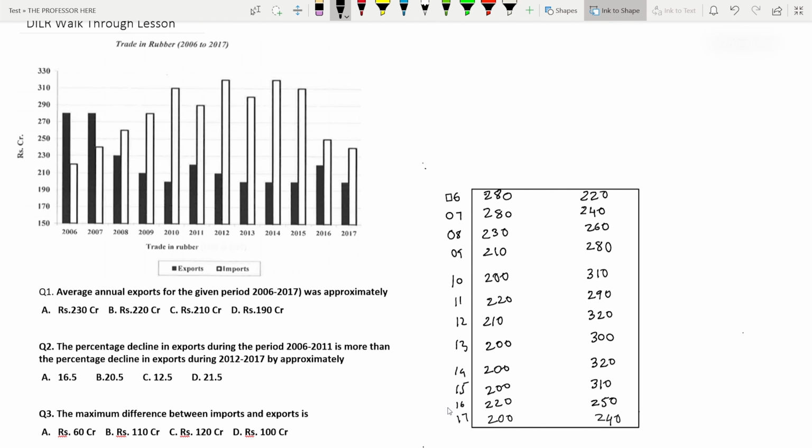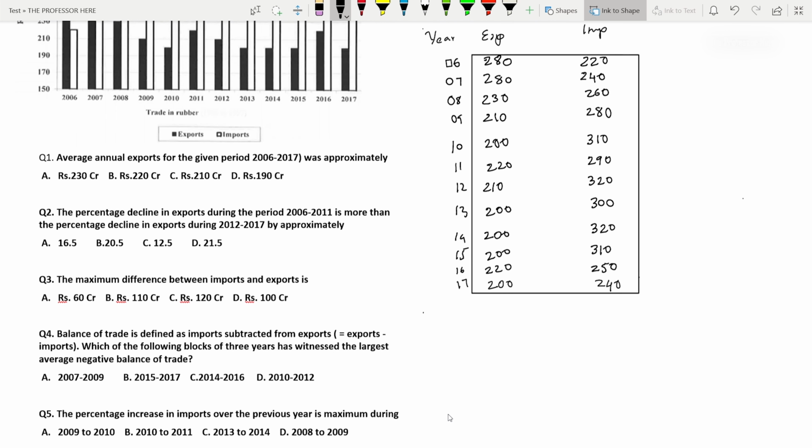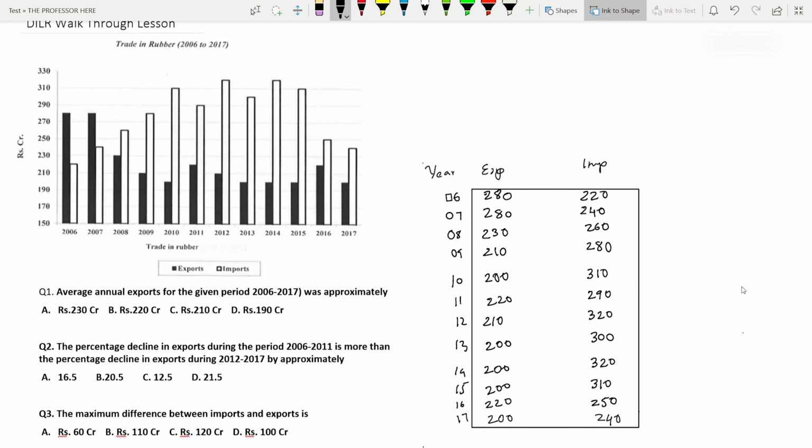I have represented year here, and exports and import. It is very important that you draw this table so that it's easier for you to do the problem as we move forward. There are 5 questions in this session, so having a table will help you solve these questions much faster. Question number 1.